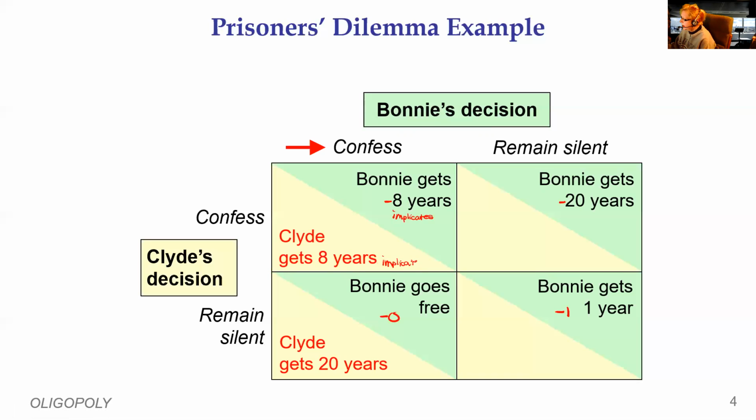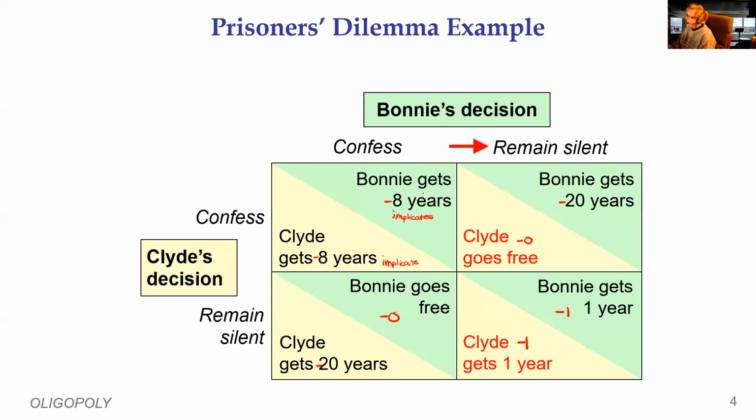Okay. And again, we're going to treat this as a -8 and a -20. If Bonnie remains silent and Clyde confesses, then Clyde goes free. If they both remain silent, they get a year out of their life.